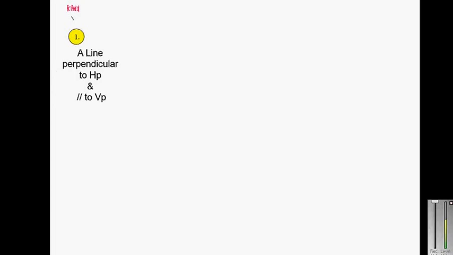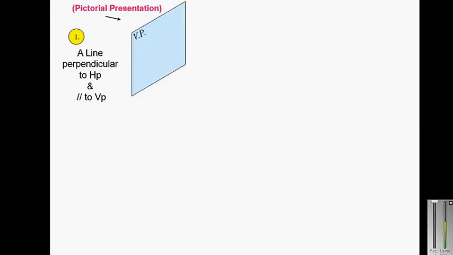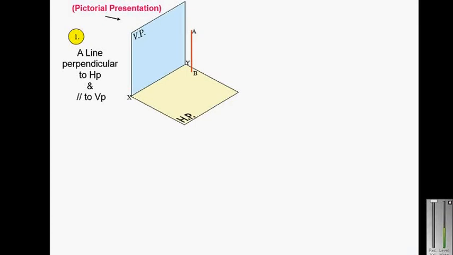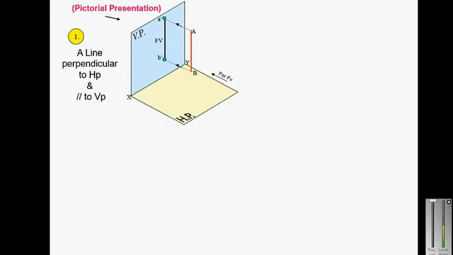Consider a line. This is a pictorial representation of a line perpendicular to HP and parallel to VP. This is the red line, the line AB. This line AB is parallel to the vertical plane and perpendicular to the horizontal plane. So the length of AB is called a true length. You will get the front view A dash B dash on the vertical plane. Join A dash B dash, you will get the front view. So this is the front view of the given line AB.